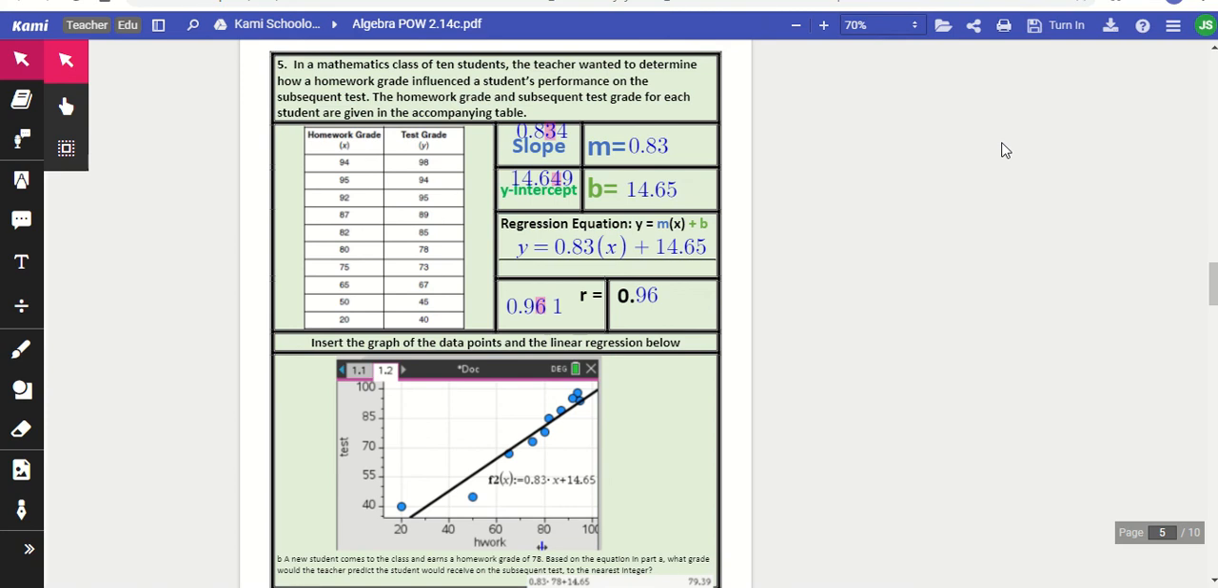So for this problem, we practice using the TI Inspire graphing calculator to run linear regression, write our equation of a linear regression, and then interpolate a data point that would be on this graph. So if you think about, if I go over here to 78 on my x-axis and draw a line up and over, I should get to 79 and change on the y. And that's question number 5.